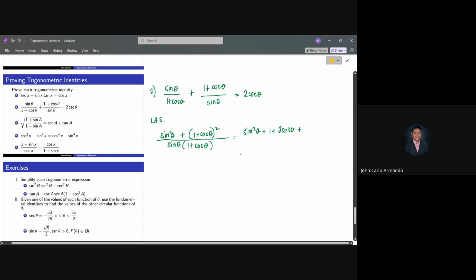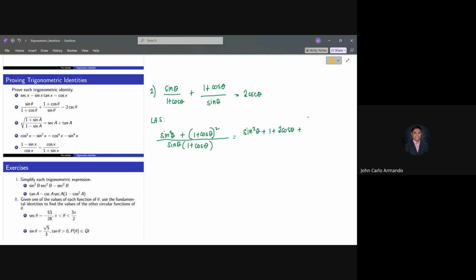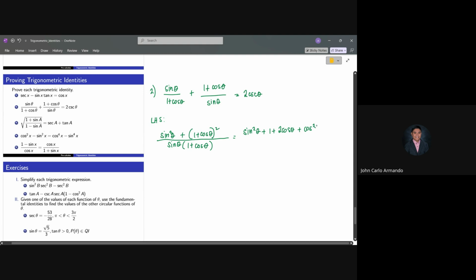Plus cosine theta squared, cosine times cosine. So cosine squared theta divided by sine theta times 1 plus cos theta. And we know that sine squared plus cosine squared is 1. This one, sine squared plus cosine squared is 1. So 1 plus 1 plus 2 cos theta divided by sine theta times 1 plus cos theta.